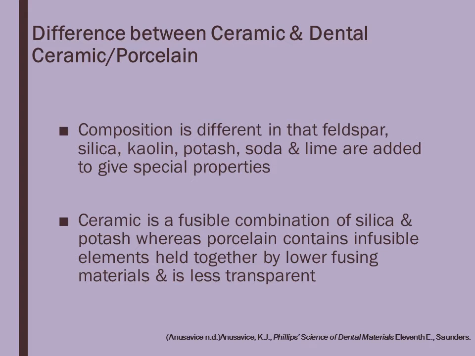Conventional ceramic is used in various things like crockery, dishes, and a lot of other things made of ceramics in our daily use. Ceramic is a fusible composition of silica and potash, whereas porcelain contains infusible elements held together by lower fusing materials and is less transparent. So apart from the compositional difference, there are differences in the properties as well.